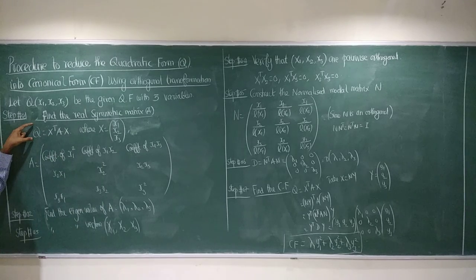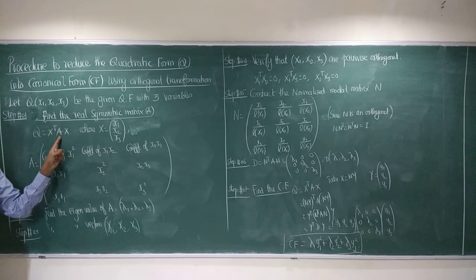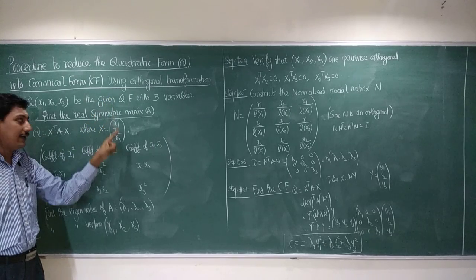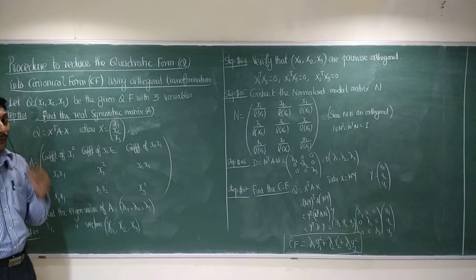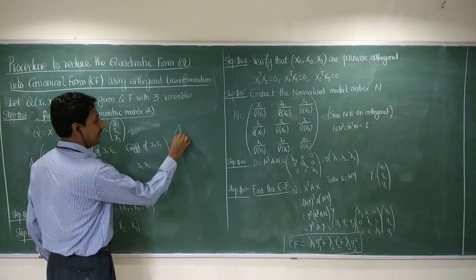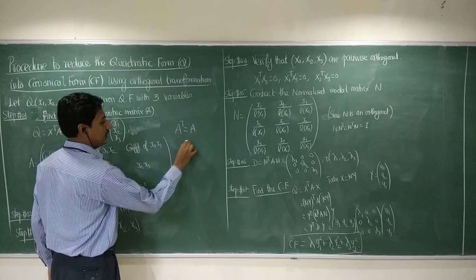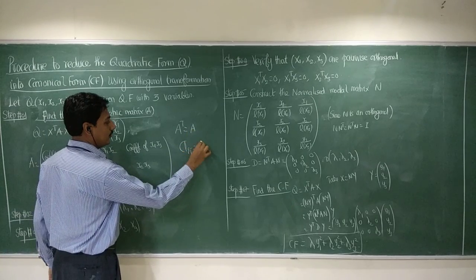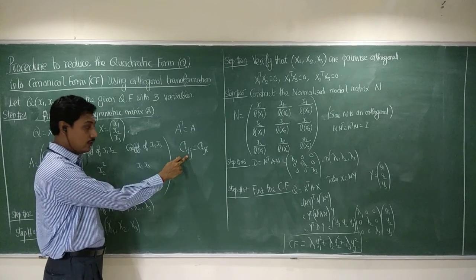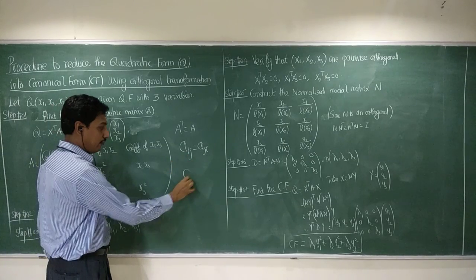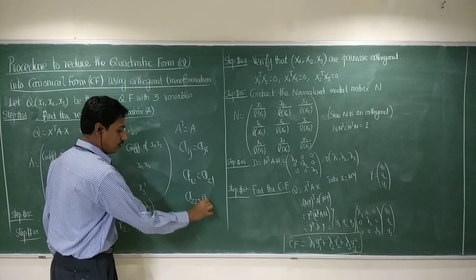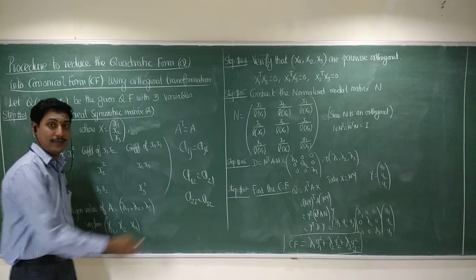As we know, the quadratic form Q is equal to X transpose AX, where X is the variable column matrix x1, x2, x3, because there are only three variables. What about A? A is the real symmetric matrix. Real symmetric matrix means A transpose equals A, otherwise Aij is equal to Aji. I represents the row, J represents the column. So A12 is equal to A21, and A23 is equal to A32. That means this is the symmetric matrix.